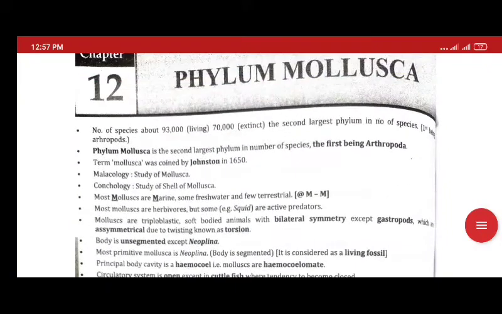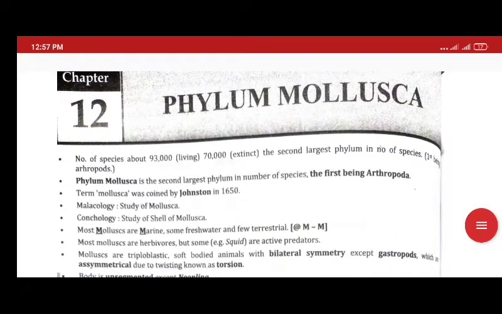Now about this next phylum, Mollusca. Mainly this Mollusca family is for soft-bodied animals, and this phylum consists of many species and numbers. So it is the second largest phylum after Arthropoda.